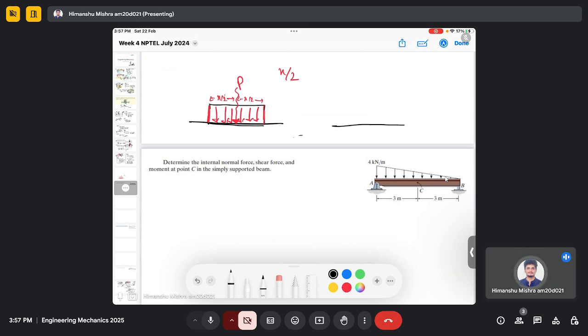But if we have a distributed load like this, then what is the centroid of it? We actually found the centroid of a triangle in the last class, and the centroid, from the base, is 2x by 3, and from the apex it is x divided by 3. So this is the equivalent load of this triangular varying load here, and it is at a distance of x by 3 from the apex and 2x by 3 from the base.